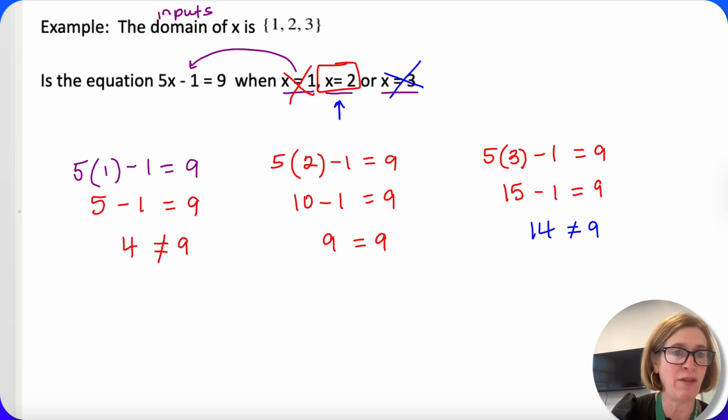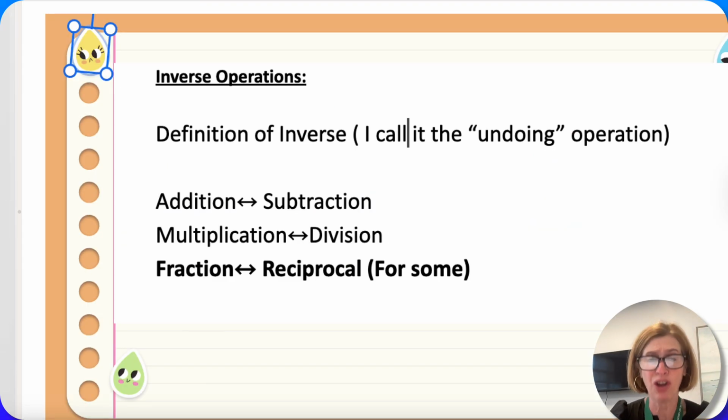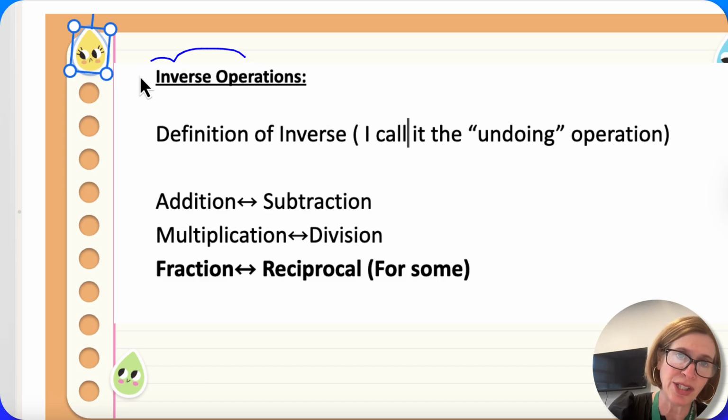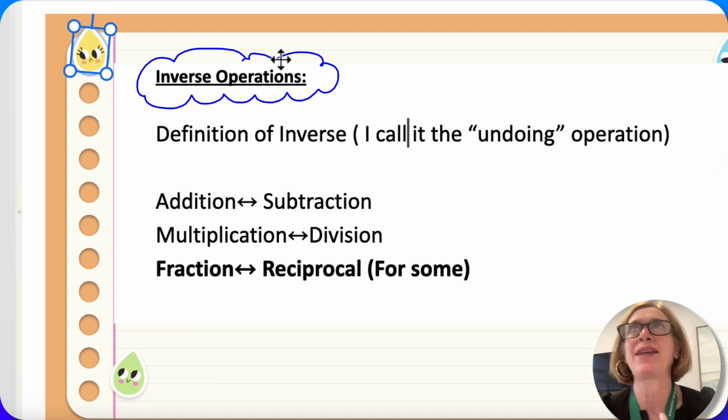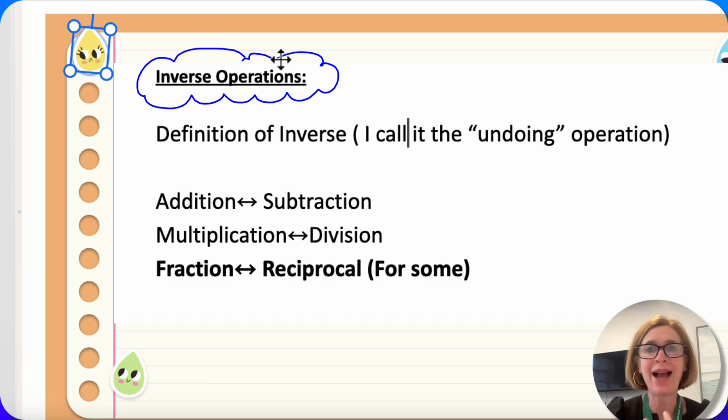Let's talk about solving. In order to solve a linear equation, because that's what we're working on right now, just linear equations, we have to use inverse operations. So we really need to know what an inverse operation is. I call it the undoing operation. What I mean by that is I'm always trying to get back to where I started. So here's what I mean.